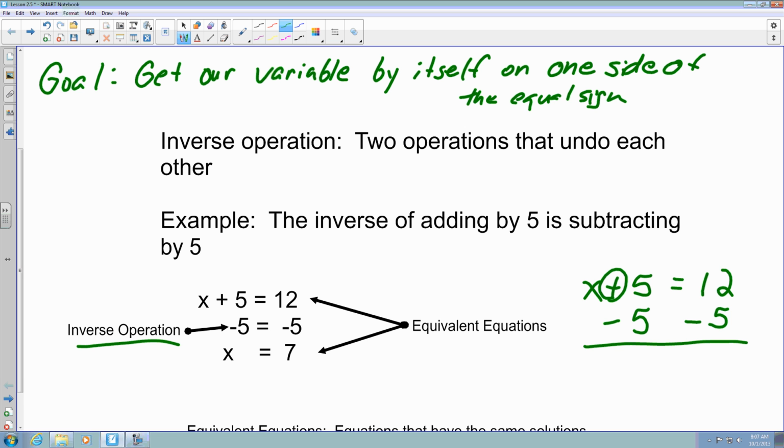And then in doing that, we take a positive 5 minus 5. That gives me 0. So that kind of cancels it out, which leaves me with x on the left-hand side. And then all I have to do is simply take 12 minus 5, which then gives me a value of 7. And 7 is what x equals, which makes sense because 7 plus 5 equals 12. And that is a way for you to check your work.